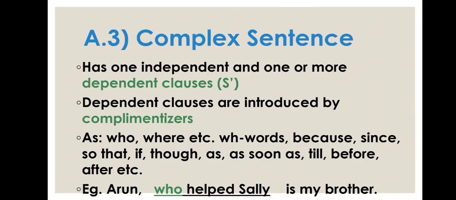The example of complex sentence is Arun, who helped Sally, is my brother. Now see, Arun is my brother is the independent clause. Who helped Sally is the dependent clause which is dependent on the main or independent clause. It is introduced in the sentence by the complementizer WH word who. So this is an example of complex sentence.